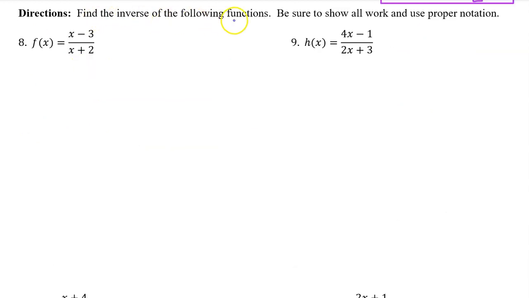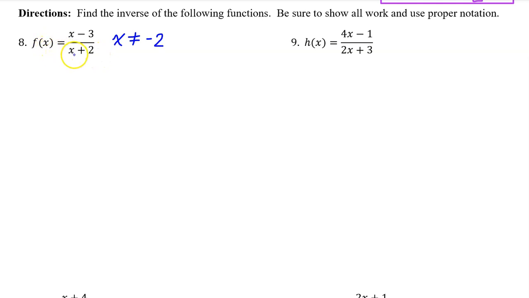Find the inverse of the following functions. Be sure to show all work and use proper notation. So, finding the inverse of a rational function, a function whose numerator and denominator is a polynomial, has a few extra steps to it, and we should begin by listing out any restrictions on the domain.